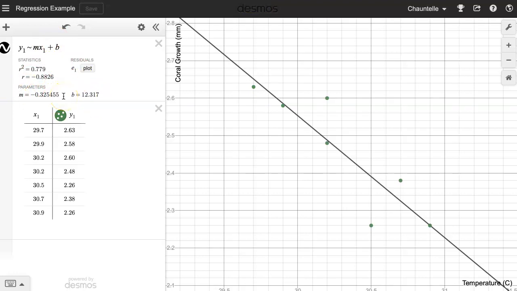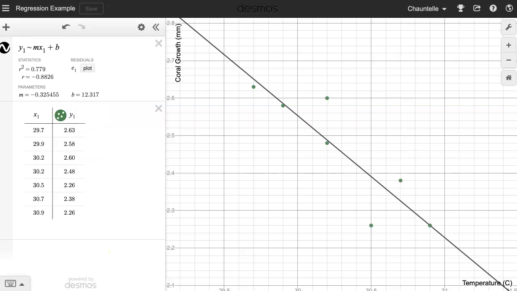Okay, so now what value should you round to? Because this is a lot of digits, so we're not going to deal with all those digits. The X goes to the tenths place, the Y goes to the hundredths place. We want to go to one more than our least number. So this one has 1, so we're going to go to the hundredths place. All right, so that means we're going to round M to negative 0.33 and B to 12.3. Okay, so we're going to go back and make a line, and I'm going to show you how to do that.